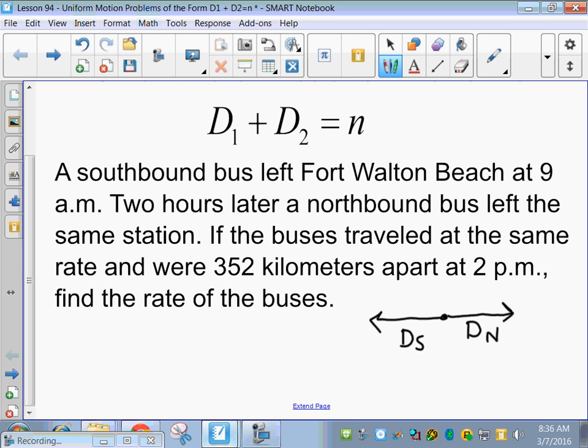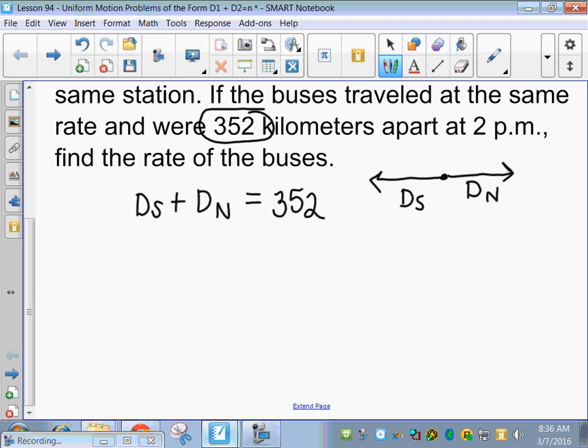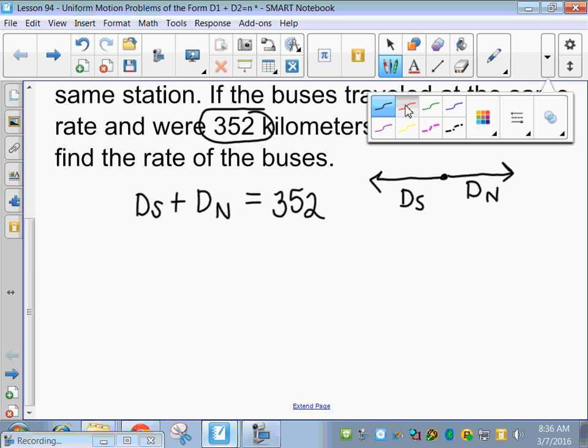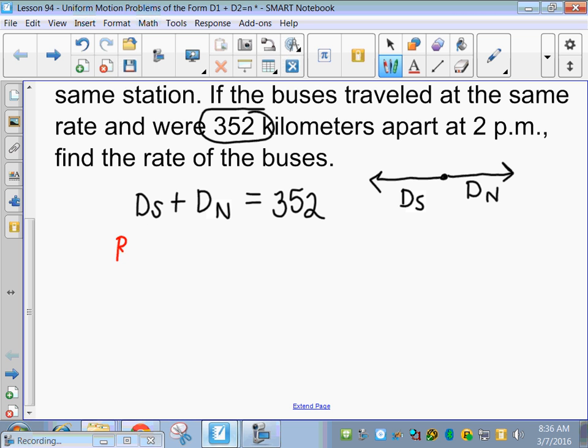All right. So 352 kilometers apart. So that means we can add the distance that the southbound bus went and the distance that the northbound bus went, and that has to equal 352 kilometers. Okay. And so, Evan, what do I always replace distance with? Good. So we have rate S times time S plus rate north times time north equals 352.